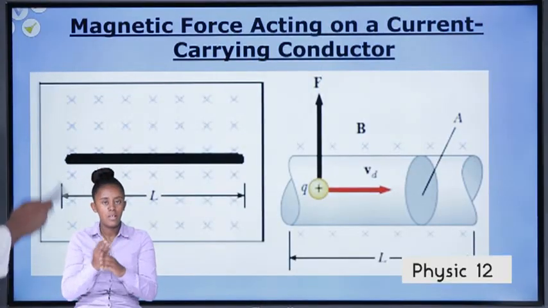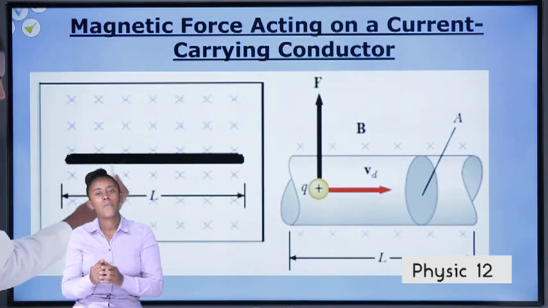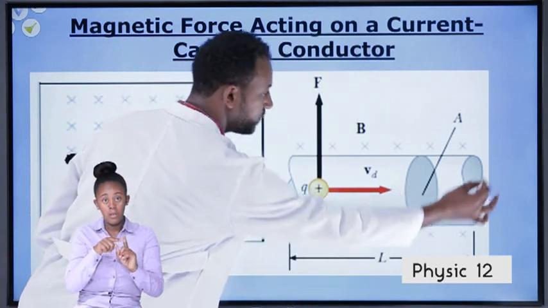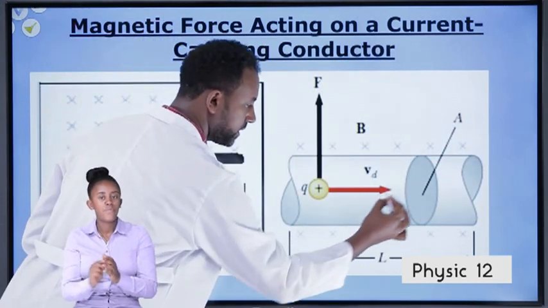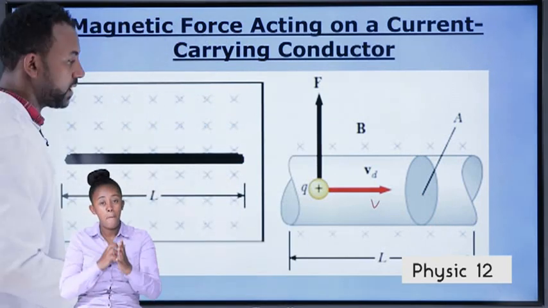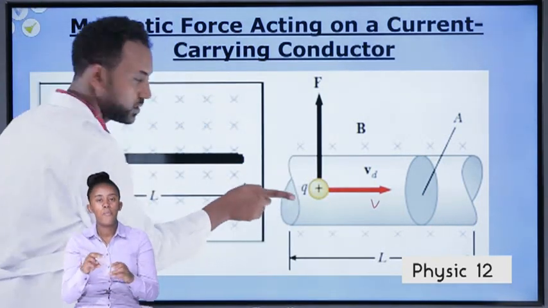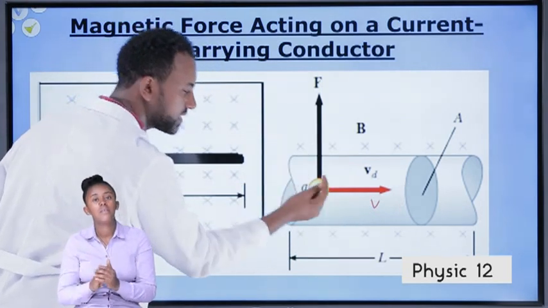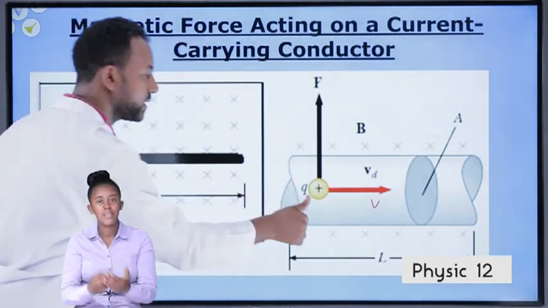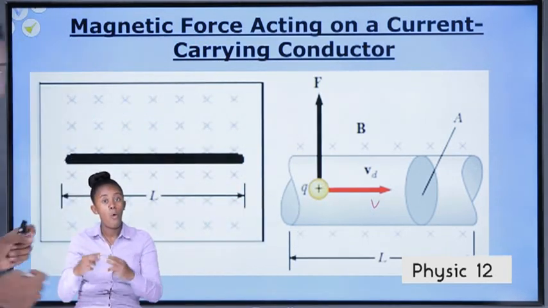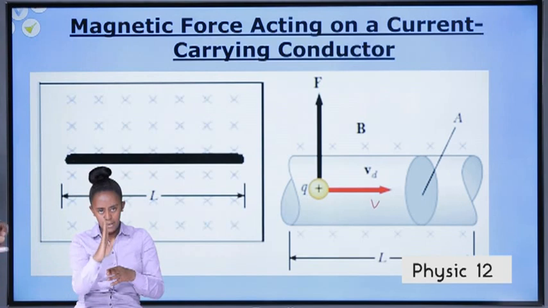So previously we have said that if a charged particle, let's take a single positive charged particle here, is moving with a velocity v and immersed in a uniform magnetic field, it's possible to have a force. The velocity v, the magnetic field into the page, and the force exerted on this single charged particle is upward. But here you have a wire, a straight current carrying conductor or wire.